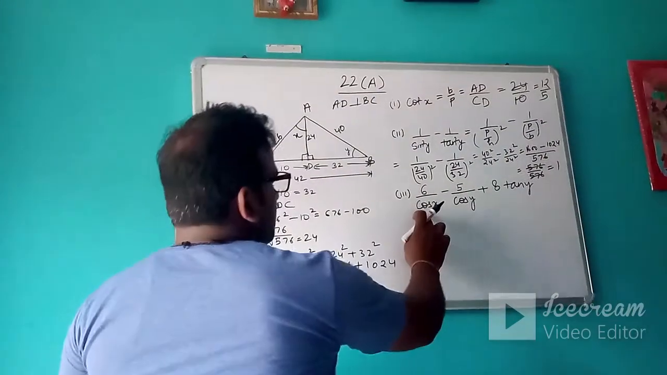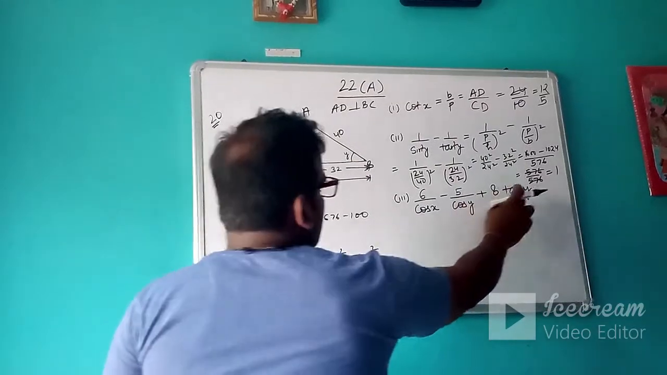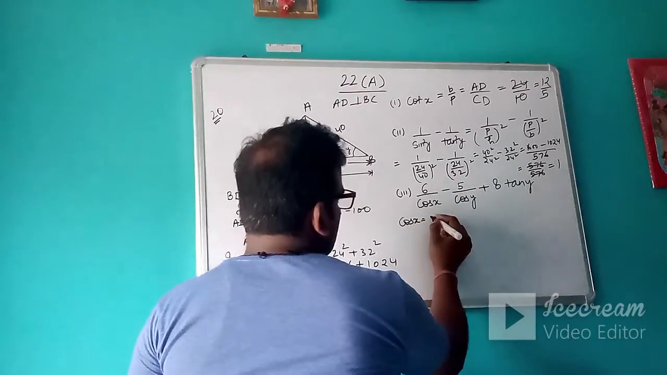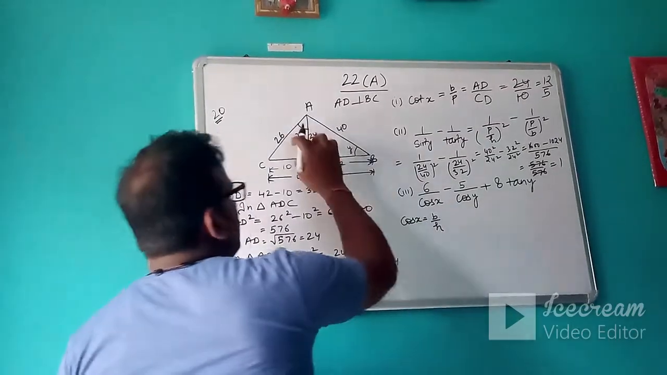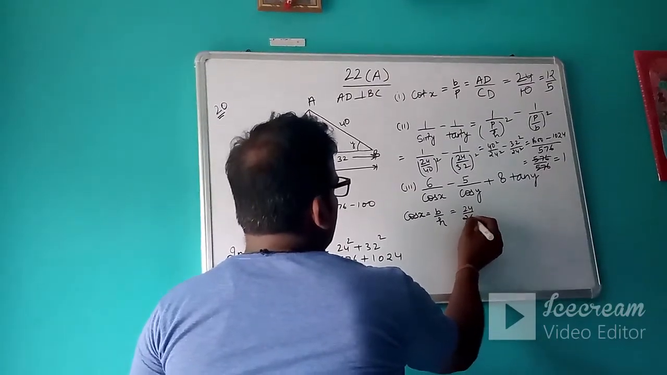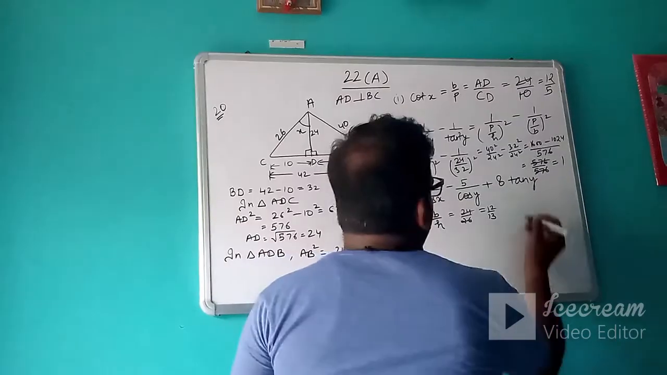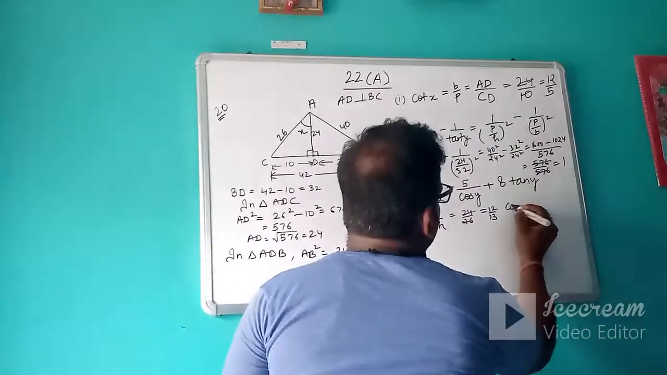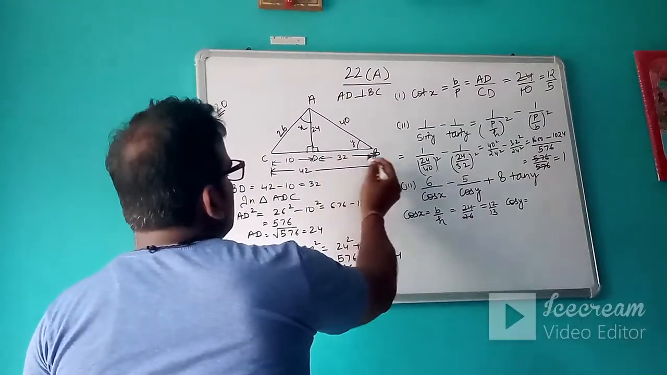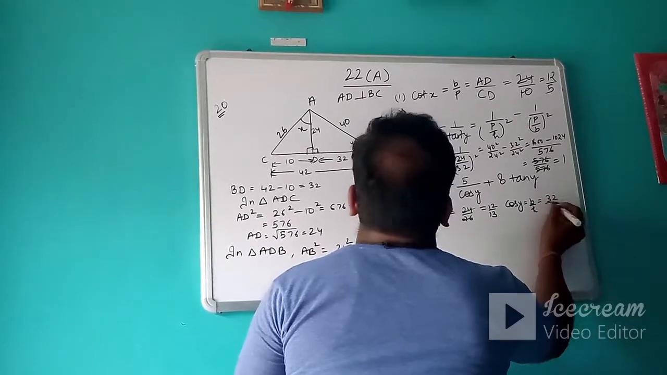Then for the third expression, value of cos x is required, value of cos y and tan y is required. So first we will find cos x. So what is cos? B upon H. So for x, what is your B? 24. H was 26. So it is 12 upon 13. Then we will find the value of cos of y. So what is cos of y now? This is base 32 and H is 40.